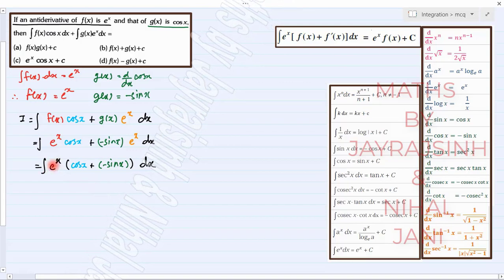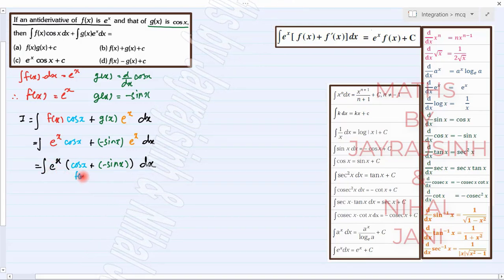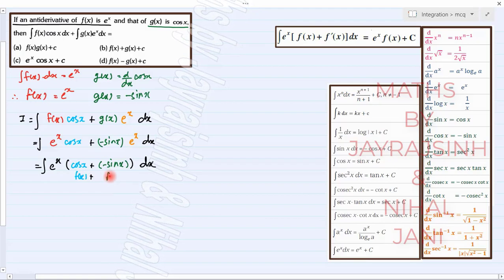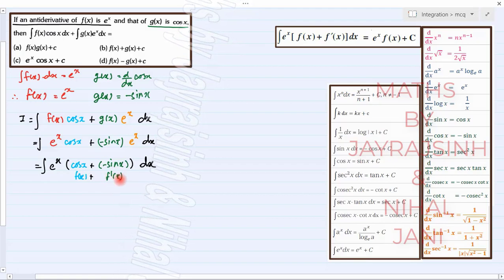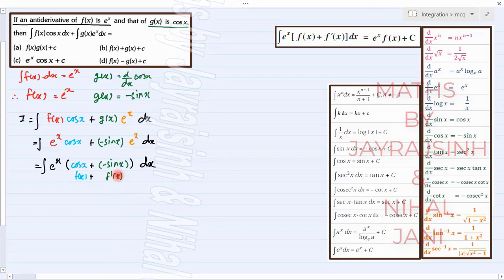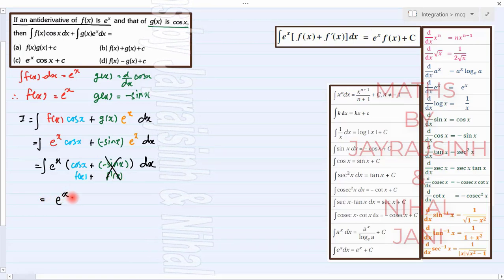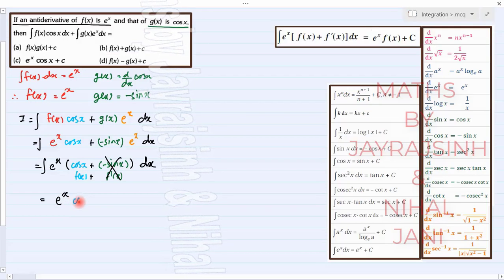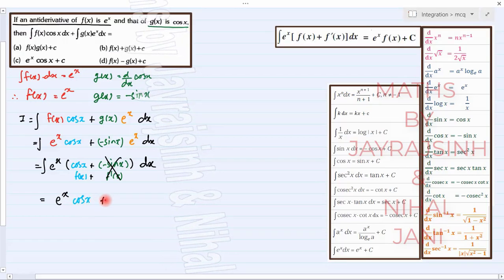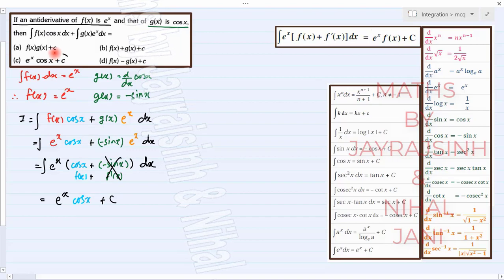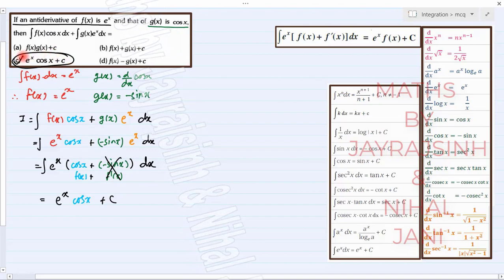So here we set e raised to x times (f(x) plus f'(x)). And we know that to integrate this kind of a form, we just have to ignore f'(x). So your answer will be e raised to x times f(x). In this case, it is e^x cos x plus c, which is given in option C. Ta-da!